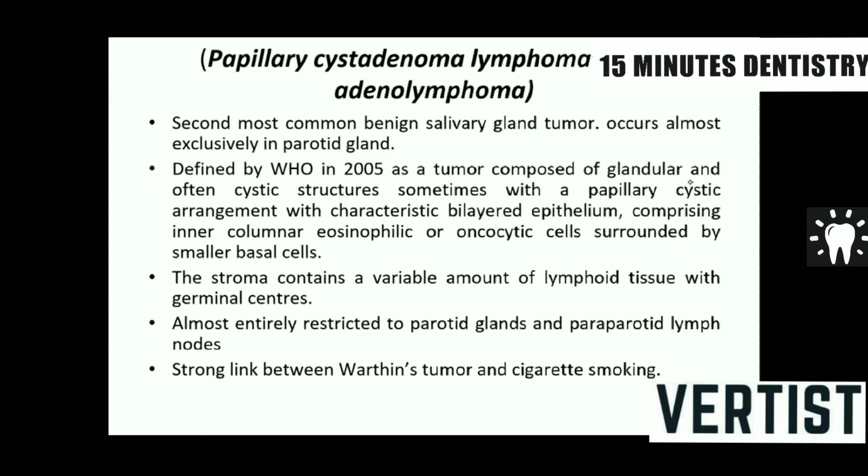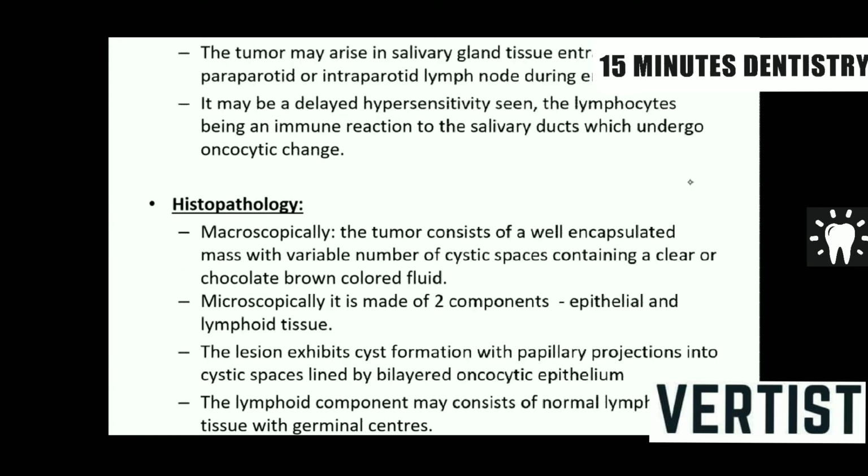What is peculiar about this Warthin's tumor is that it is almost entirely restricted to the parotid gland and almost exclusively occurs in males, and there is a strong link between Warthin's tumor and cigarette smoking. The tumor may arise in salivary gland tissue entrapped within paraparotid and intraparotid lymph nodes during embryogenesis. Another theory says that it may be a delayed hypersensitivity where the lymphocytes are an immune reaction to the salivary ducts which undergo oncocytic change. A very characteristic histopathology.